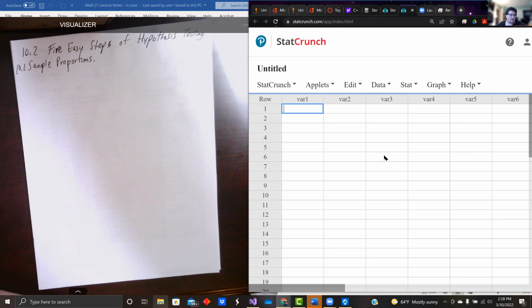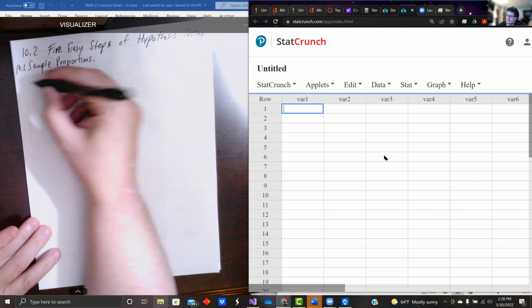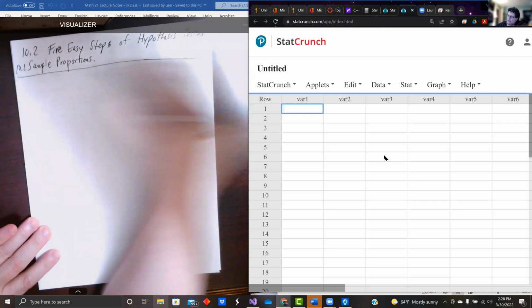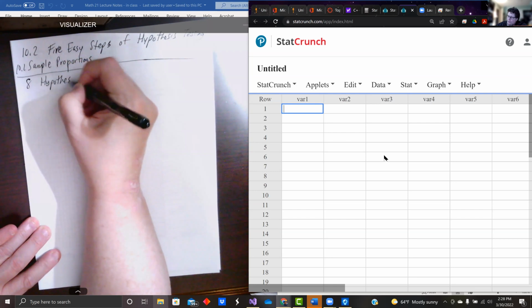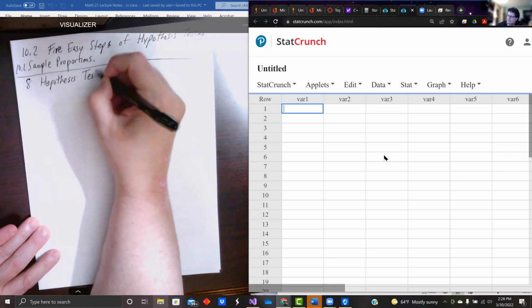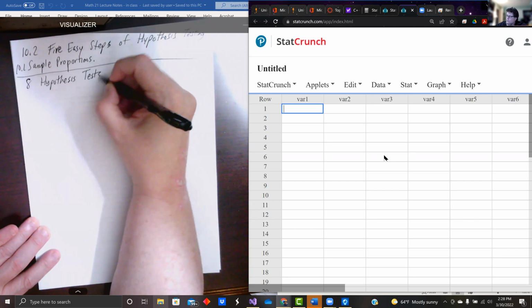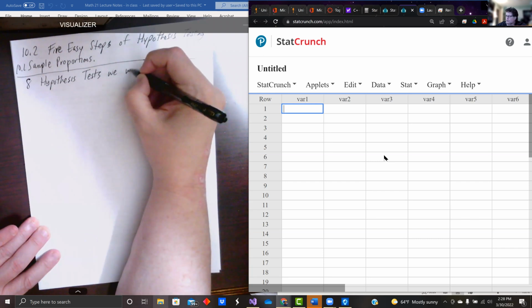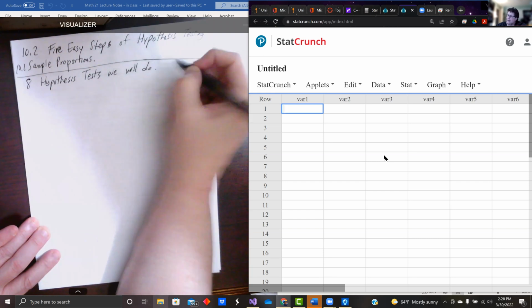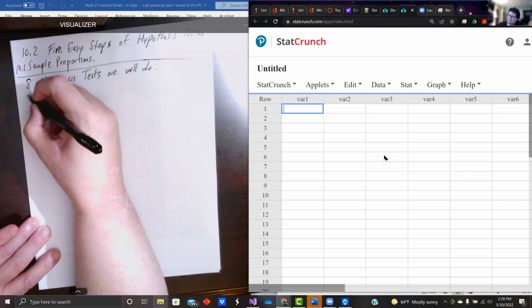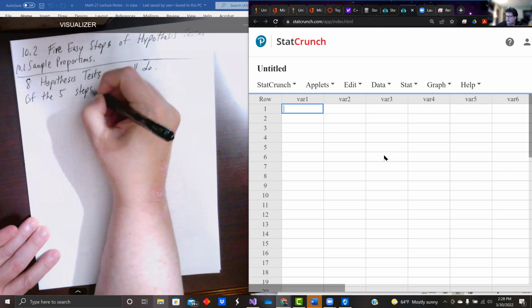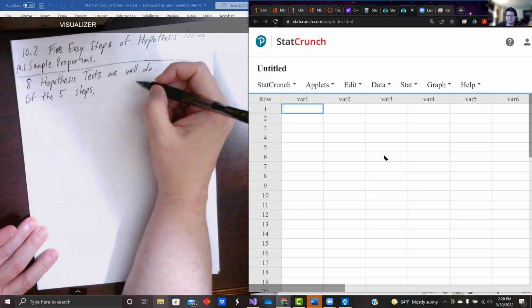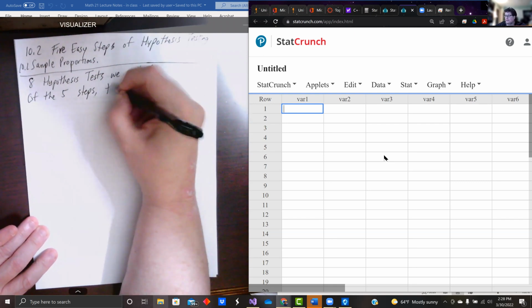The reason why I say it's 5 easy steps of hypothesis testing is you will see we have 8 hypothesis tests that we'll do this semester. There are more than that, but this is just an introduction to statistics. And of the 5 steps, pretty much the only step that changes is step 1.